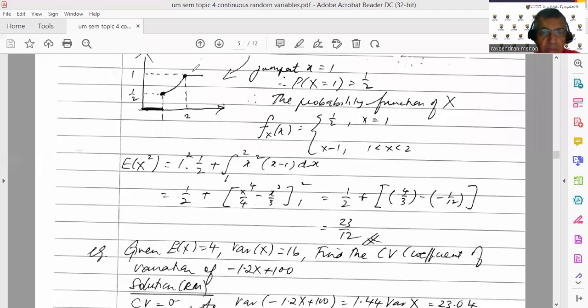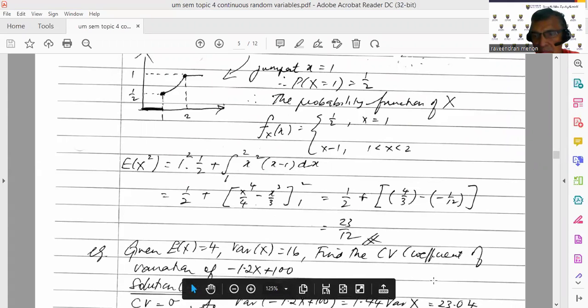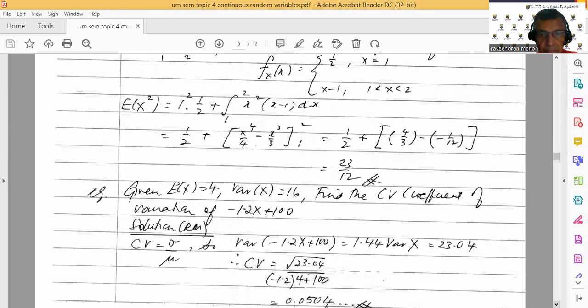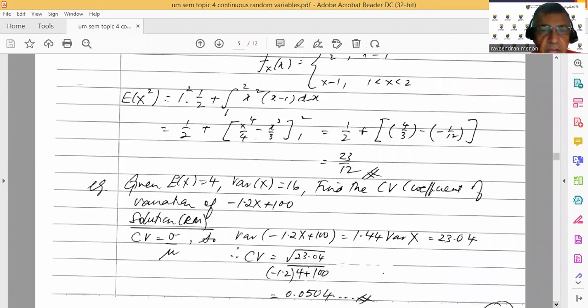Okay, we have another example here which involves the coefficient of variation. Let me do that very quickly. You're given the expected value of x is 4. The variance of x is 16. Okay, that's good. You're asked to find the coefficient of variation of this function, right? So when you want to find the coefficient of variation, you need your standard deviation, and you also need your mean.